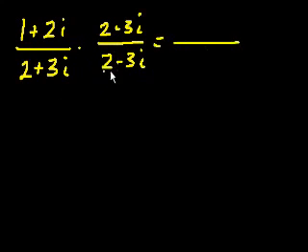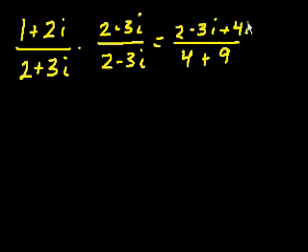It equals, the bottom, we can multiply it out, but hopefully it's second nature to you. It equals 4 plus 9, right? Because that's just a squared plus b squared. Well, I mean, it's a squared minus b squared, but then the i's, when you multiply them, become a negative number. Try it out if you don't believe me. And then the top, we get 1 times 2 is 2. 1 times minus 3i is minus 3i. Then you have 2i times 2, which is plus 4i. And then you have 2i times minus 3i. So that's minus 6i squared.